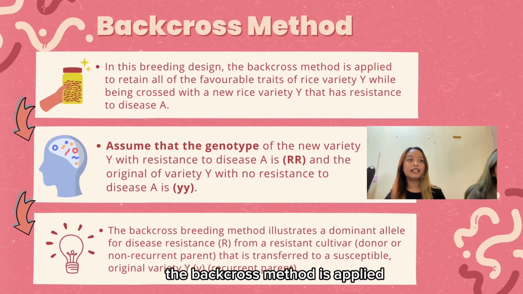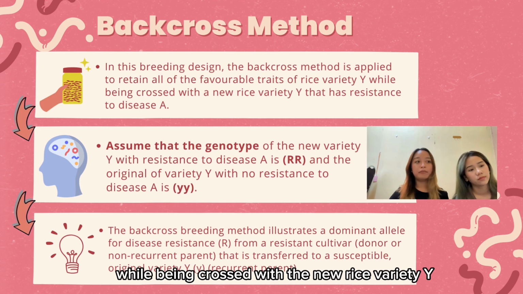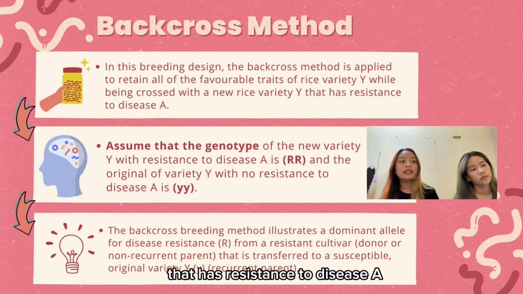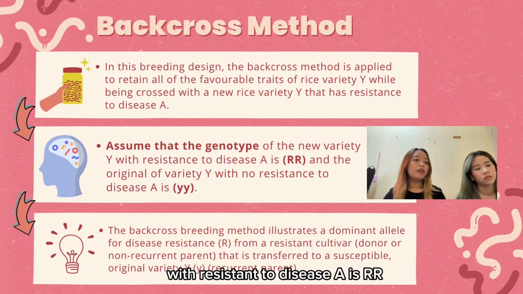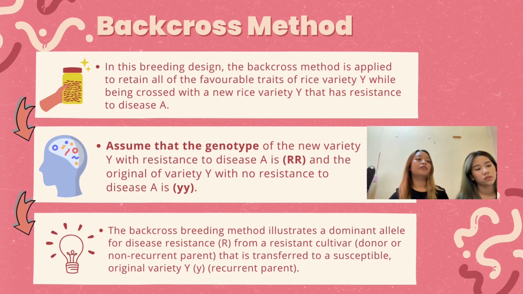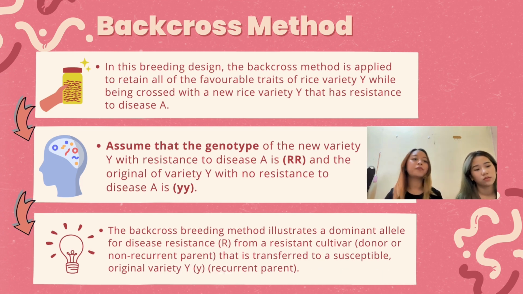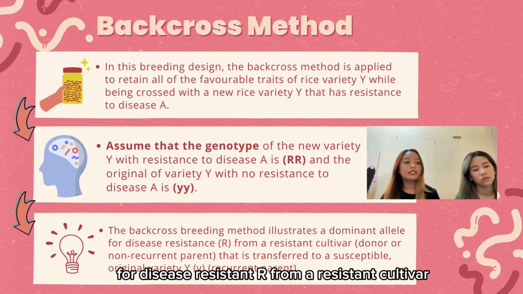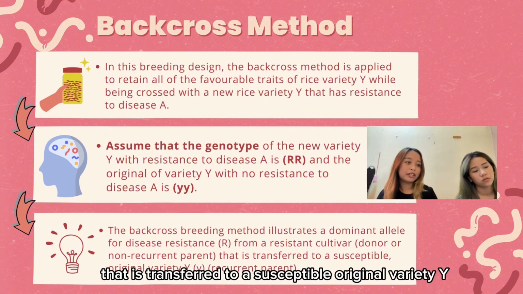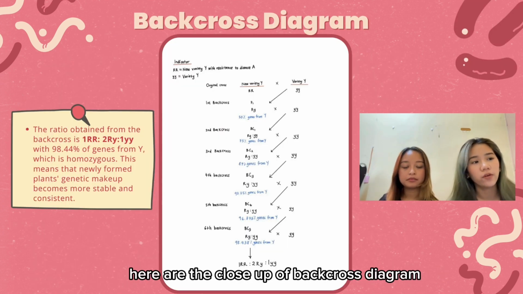In this breeding design, the backcross method is applied to retain all the favorable traits of variety Y while being crossed with the new rice variety Y that has resistance to disease A. Assume that the genotype of the variety Y with resistance to disease A is RR, and the original variety Y with no resistance to disease A is YY. The backcross breeding method illustrates the dominant allele for disease resistance R from the resistant cultivar being transferred to a susceptible original variety Y. In this slide, here is a close-up of the backcross diagram.